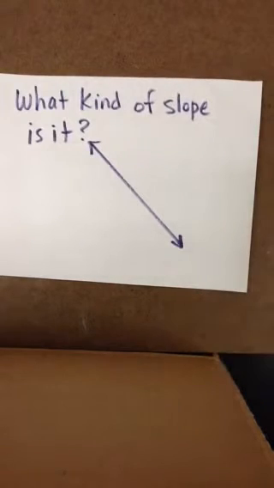What kind of slope is this? Well, sure, that's a negative slope. This is going downward to the right, not upward to the right, so the opposite of a positive slope would be a negative slope.